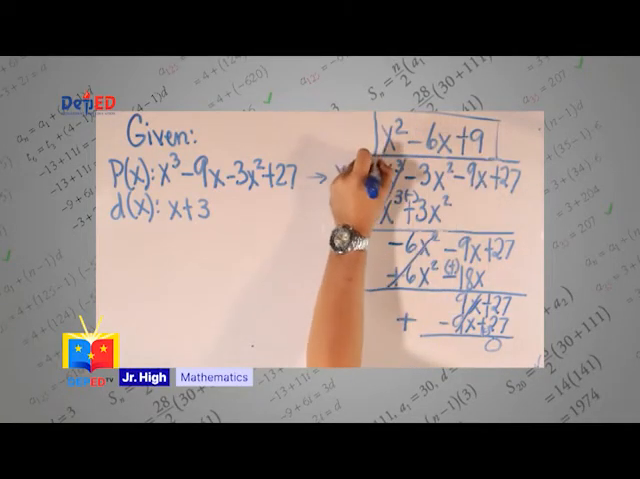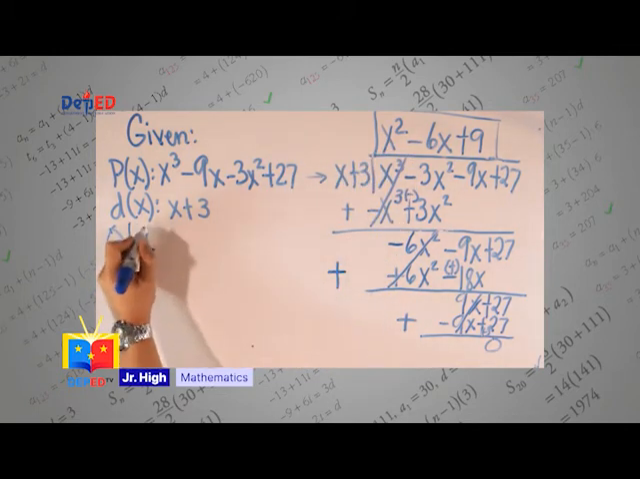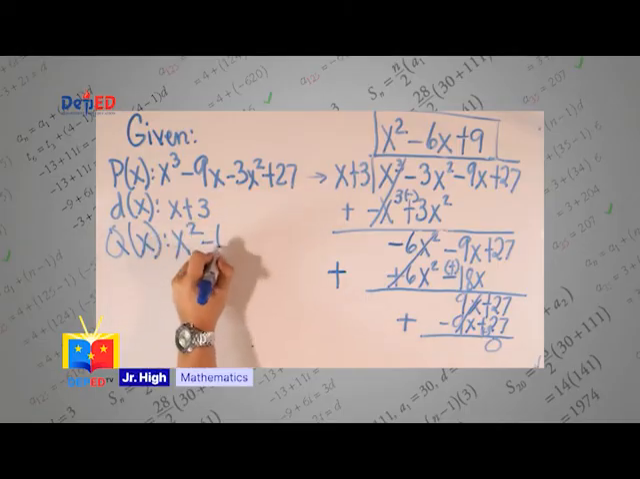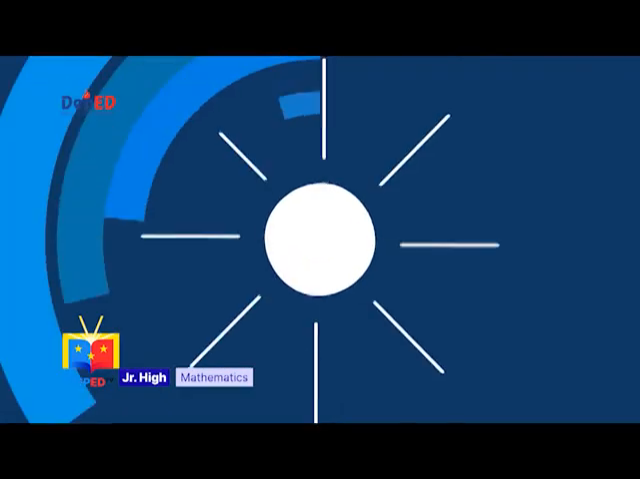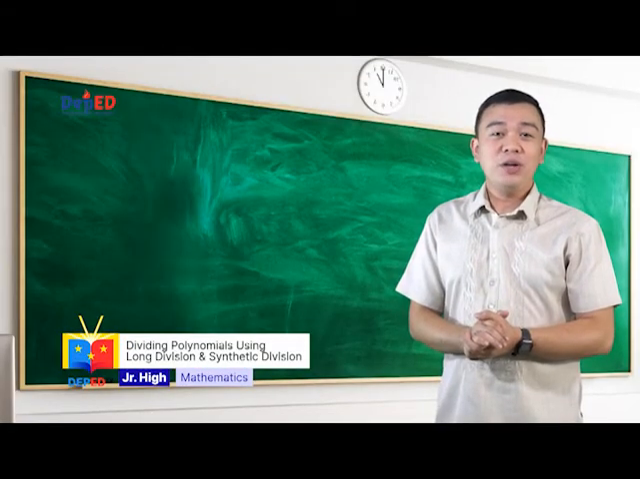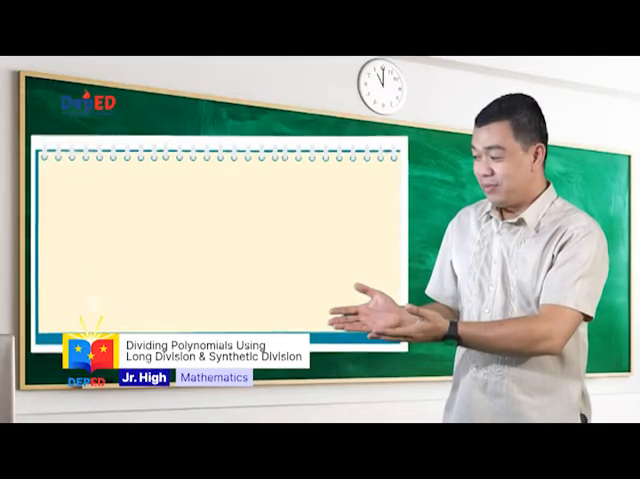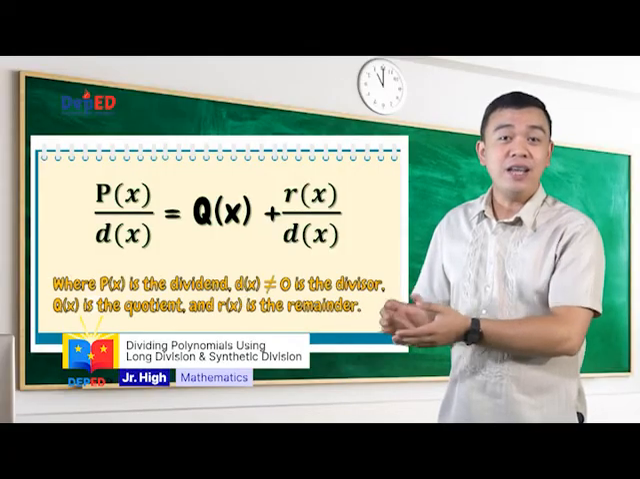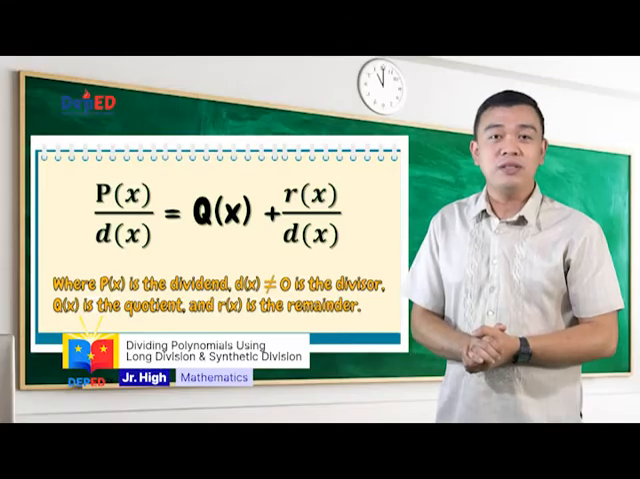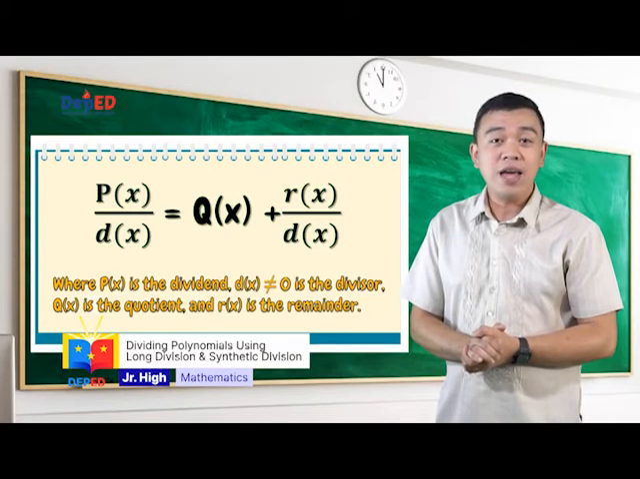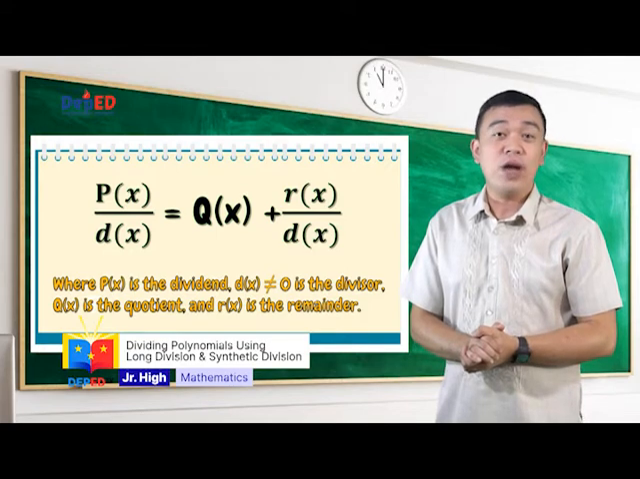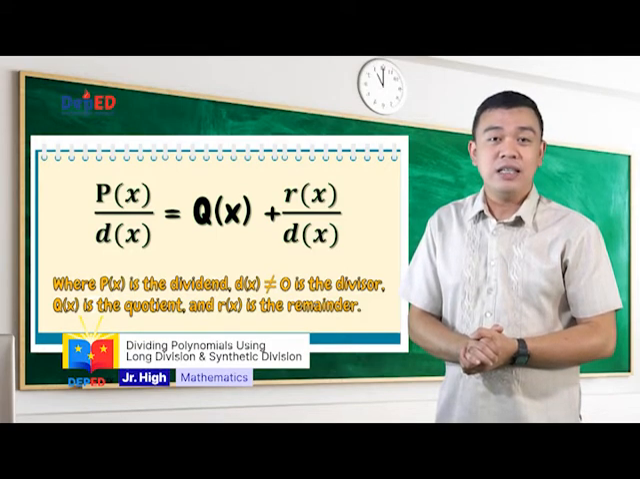Therefore, our quotient, or Q(x), for this problem is x squared minus 6x plus 9. In general, when a polynomial is divided by another polynomial, we express the result in the following form. P(x) divided by D(x) is equal to Q(x) plus R(x) divided by D(x), where P(x) is the dividend, D(x), which is not equal to 0, is the divisor, Q(x) is the quotient, and R(x) is the remainder.